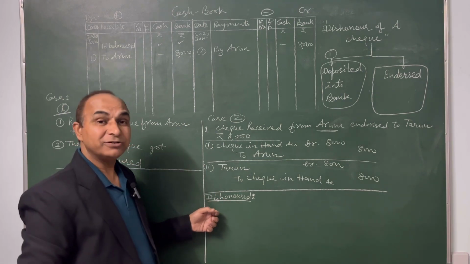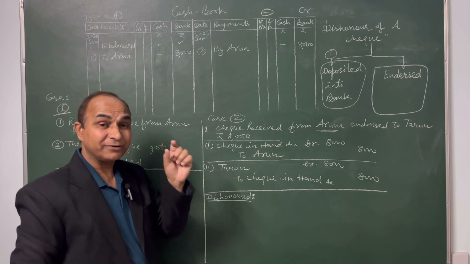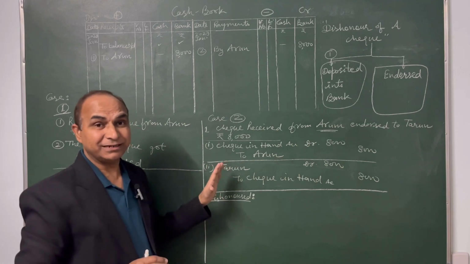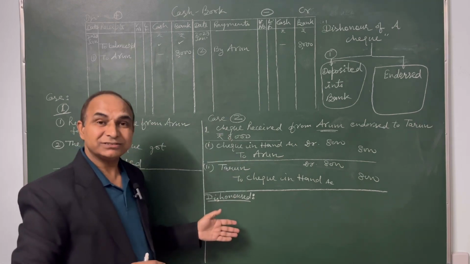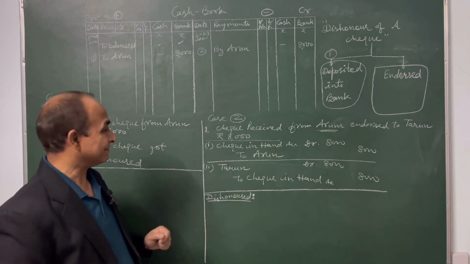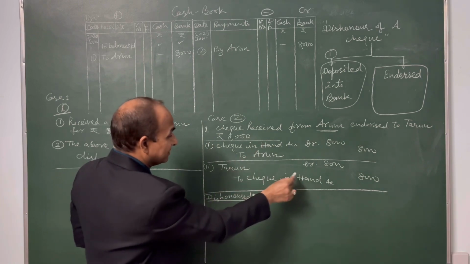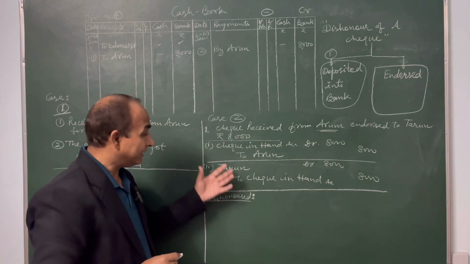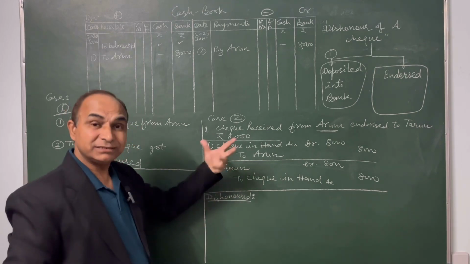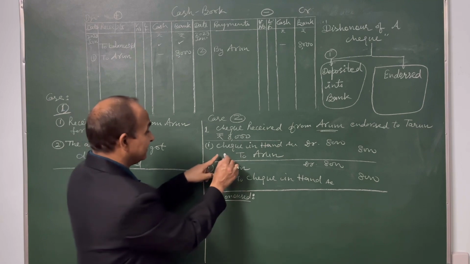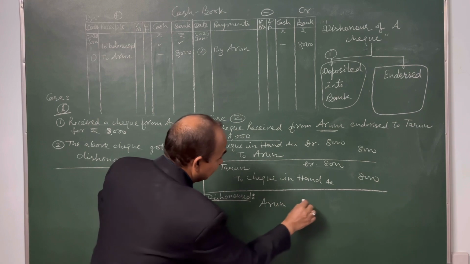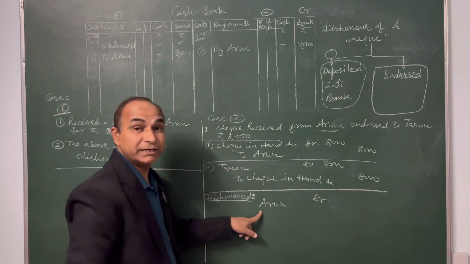Now if at a later stage the check got dishonored, you have to understand this properly, because this is a typical journal entry. If such transactions are given and you are asked to pass journal entries simultaneously, then you will face difficulty. See, check in hand is cancelled with check in hand. Later on, the check got dishonored. In that case, a reverse journal entry will be passed. Reverse means in the first entry, Arun was credited, he will be debited here. Arun debit, he will again become our debtor.